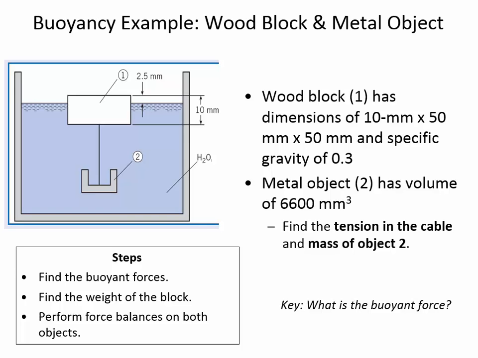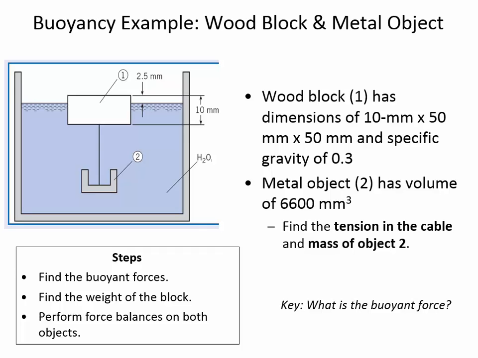We can't find the weight of object 2 yet. All we know is that it's metal, so it's probably going to have a density greater than water. I can't think of any metals that are less dense than water. But we can do the force balance. Let's take a look at the force balance on the block.